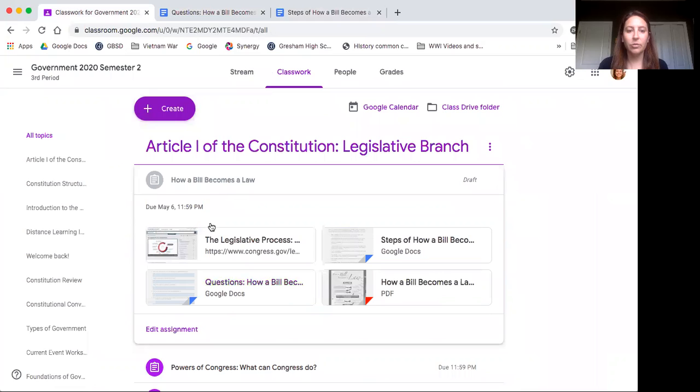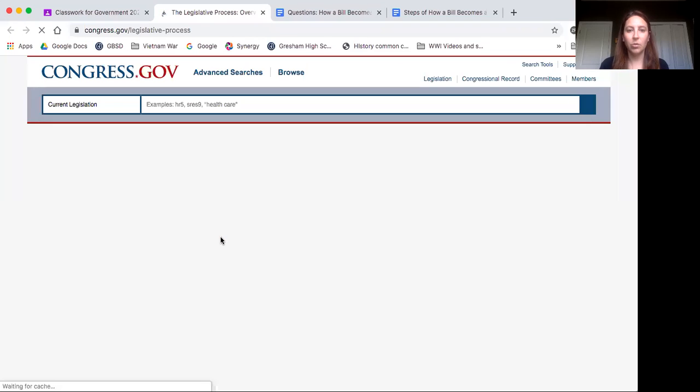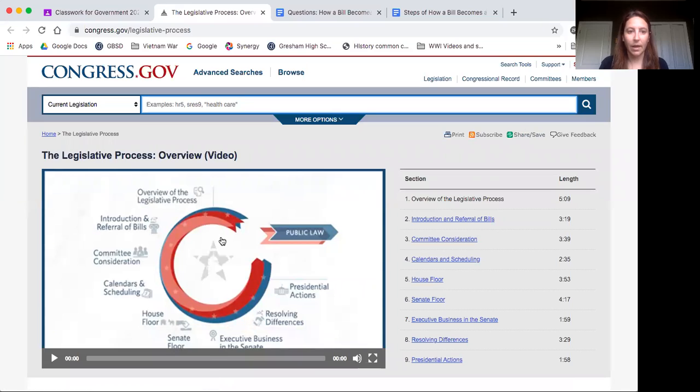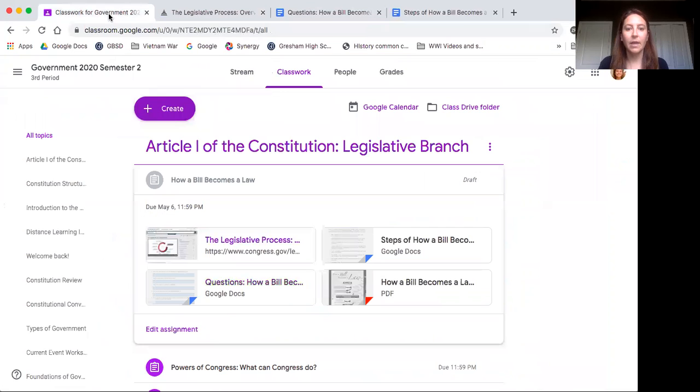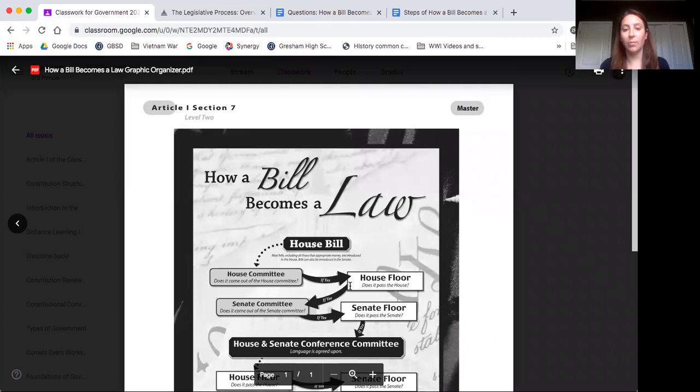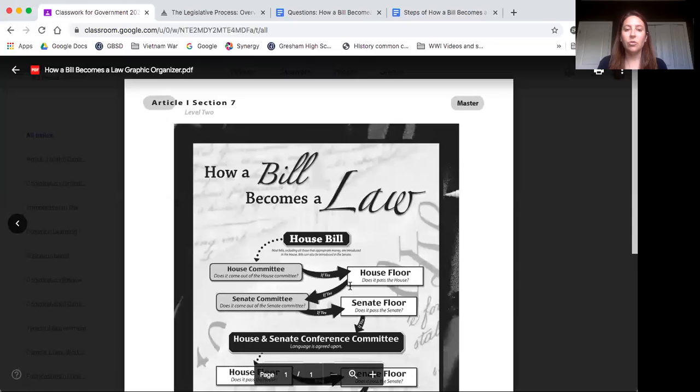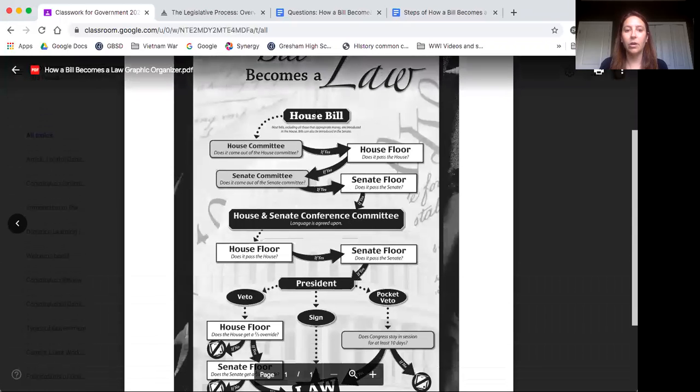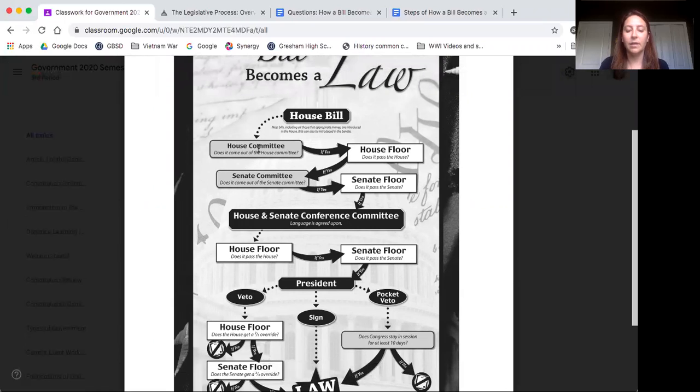And then there's a video here that you can watch. It's about 5 minutes, and it's actually from congress.gov. So watch this video, it goes over those steps. And then finally, the most concise way to figure out the long process is this graphic organizer. If you look, again, we have our bill here, and then it starts in the House committee. And then if it is voted yay from the House committee, it moves on to the House floor. And if it passes there, it goes to the Senate committee and moves to the Senate floor. So you can follow these arrows.